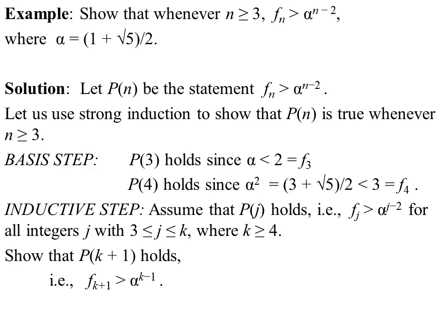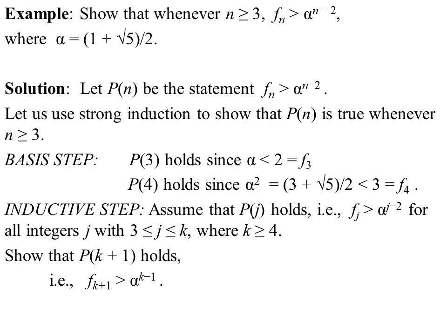Now let us check for P of 4. This also holds since alpha square is equal to (3 plus root 5) whole divided by 2, which is less than 3. Here also it is 3 plus 2.236, which is 5.236 divided by 2, which is less than 3, that is, less than the fourth Fibonacci number F4.